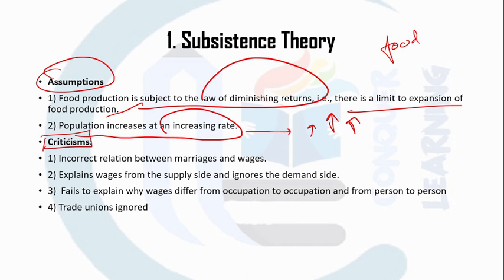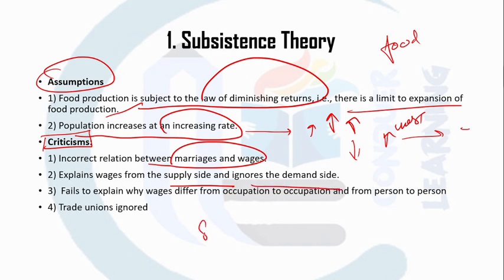What is the criticism? Incorrect relation between marriage and wages. It's not important that the person who is getting higher wages would get married and the person who doesn't get wages won't get married. So it's an indirect relationship. It explains the wage from the supply side, and ignores the demand side. It only says that supply of labor would be high or low. It has not covered what the demand of the labor is for the employer.